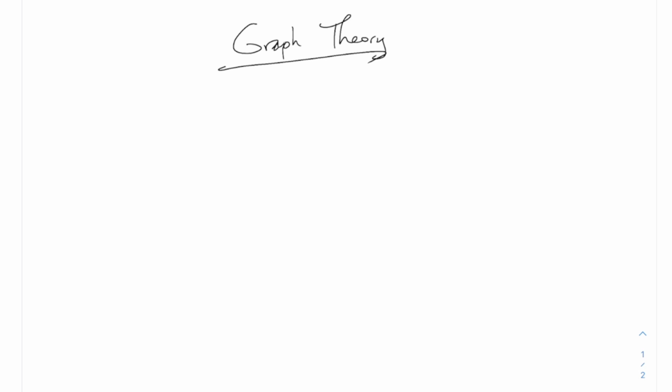Let's talk about graph theory. So a graph is like a picture like this, right? This is a graph. It's got dots and lines. The dots are called the vertices. Each one is a vertex. The plural is vertices. The lines are called edges.